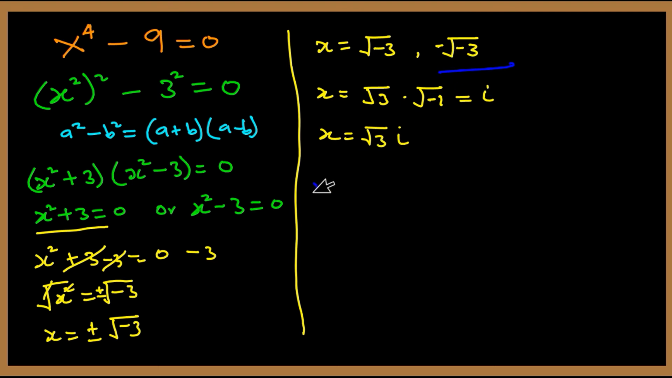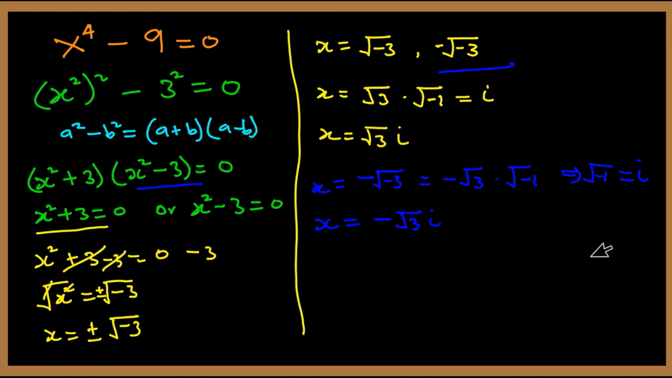So from this we have x is equal to negative square root of negative 3, and this is the same as negative square root of 3 times square root of negative 1. And note that square root of negative 1 is the same as i. So this could also be written as x is equal to negative square root of 3 i. Right, so we are done with this first equation. Now let's consider this equation.